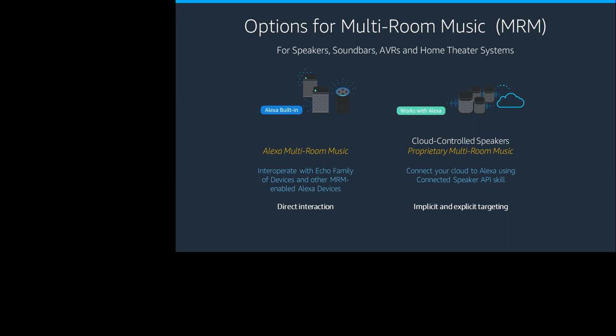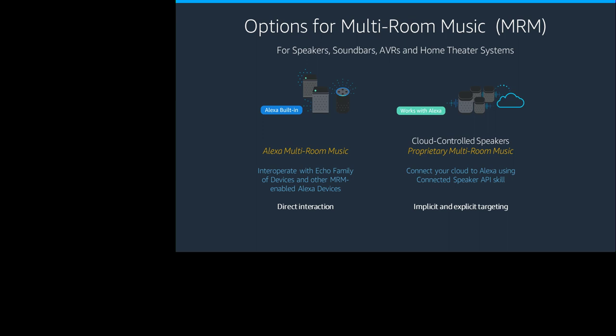Now, the only hitch here is that since they are not using the same protocol and infrastructure on the synchronization side that is used by Alexa multi-room music, they can't be grouped together with the same devices into, let's call it, a bigger group, but you can actually have these things coexist within the same network. So it's not mutually exclusive, it just means that if that's the technology that you have, we have one path for you, and that's the Connected Speaker API that's done through skills interfaces.